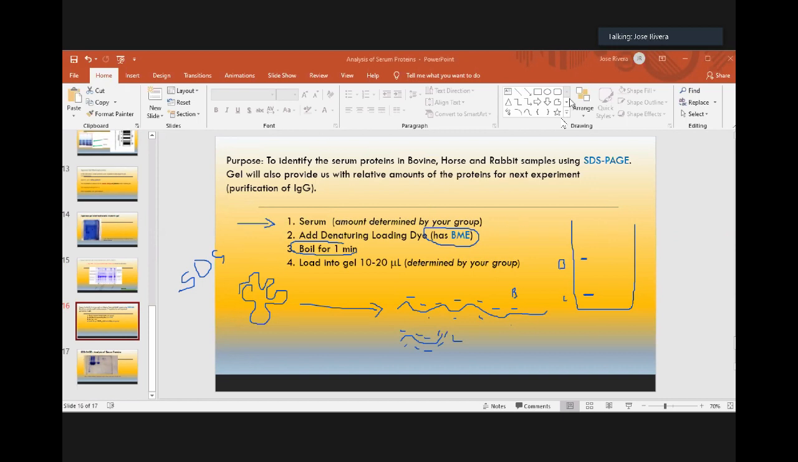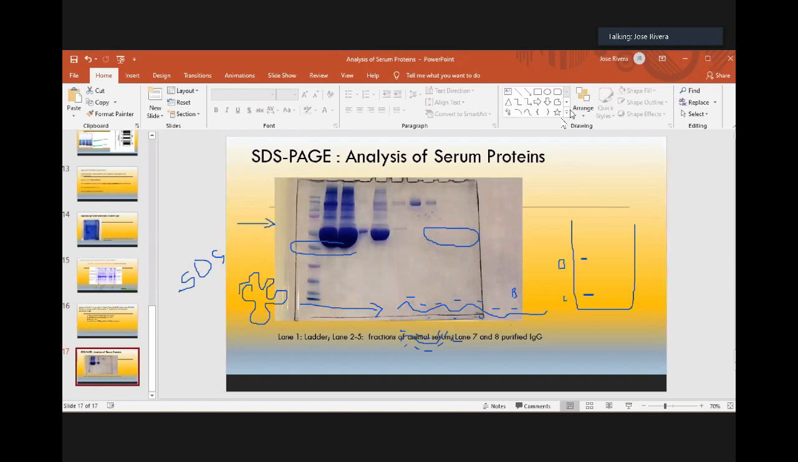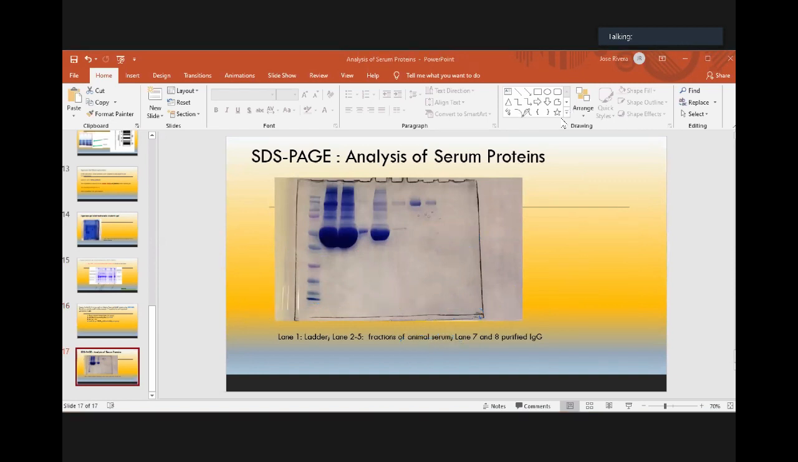Okay, so now I'm going to show you a gel from one of the groups. I'm assuming it was a different group. I don't remember who did this. I just got it from one of the reports. And so here, what can you see just by looking at it? What can you tell me about the fractions of it? Can you see more? Can you see less? Do they look better?